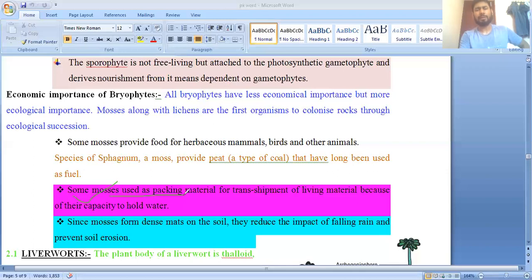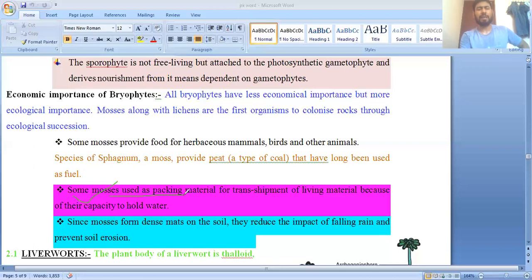Clear? It means if you have 2 kg of sphagnum moss, it can hold 200 ml of water. It can hold 200 ml of water. Clear? So due to this water holding capacity, in the first world war they were used for dressing purposes. Clear? And sometimes this moss is also used as a sanitary napkin. Some companies in Germany and other countries prepare this sphagnum for napkin purposes.